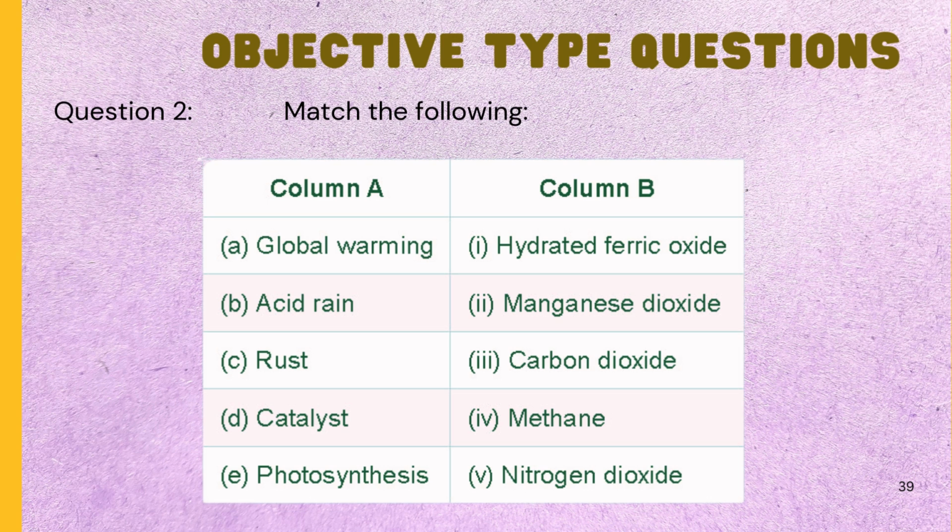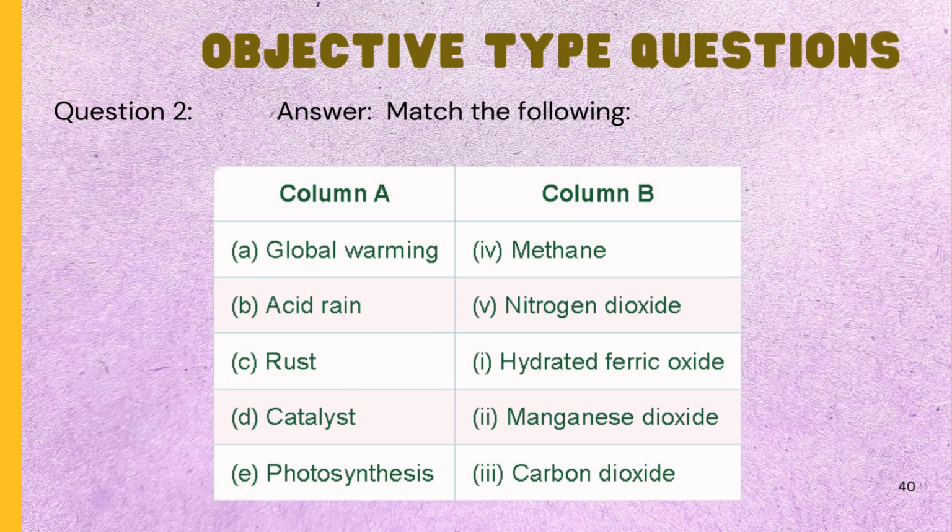Objective type questions. Question 2. Match the following. Column A: A. Global warming. B. Acid rain. C. Rust. D. Catalyst. E. Photosynthesis. Column B: 1. Hydrated ferric oxide. 2. Manganese dioxide. 3. Carbon dioxide. 4. Methane. 5. Nitrogen dioxide. Match each item in column A with its correct pair from column B.